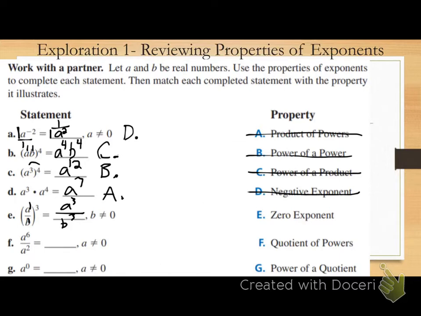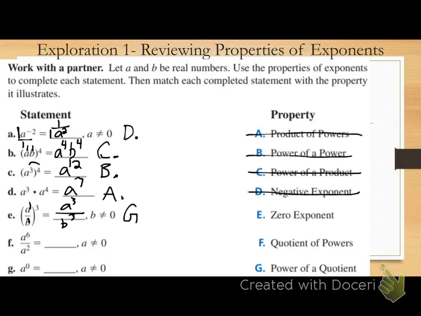So, what would the property be here for letter E? G. I have a division problem raised to a power. G. Power of a quotient, G.